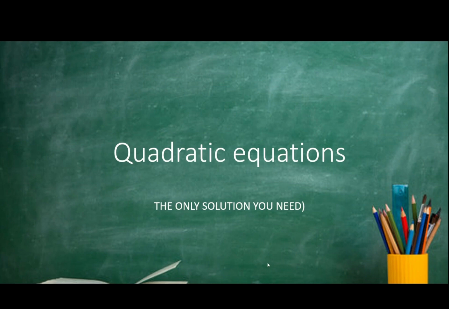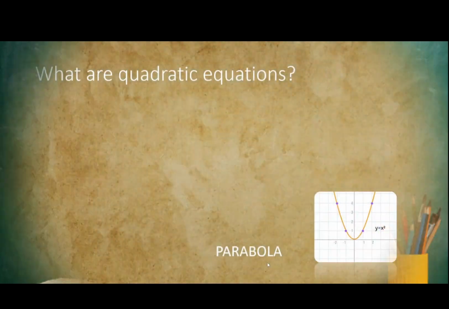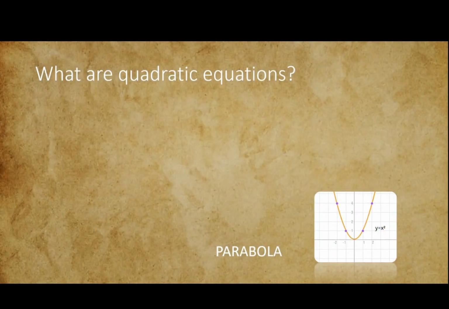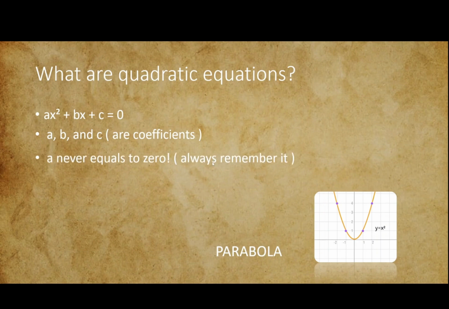So here you can see this. Okay, let's get started, guys. First of all, we're going to start with the theoretical side of quadratic equations. What are quadratic equations? A quadratic equation is an equation which looks like ax to the power of 2 plus bx plus c equals 0. But don't worry, guys. a, b, and c are just coefficients. They're just numbers. So always keep that in mind, guys.